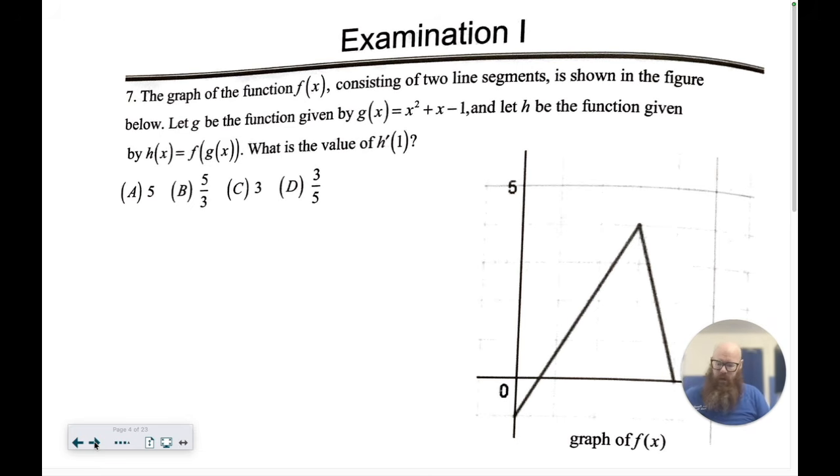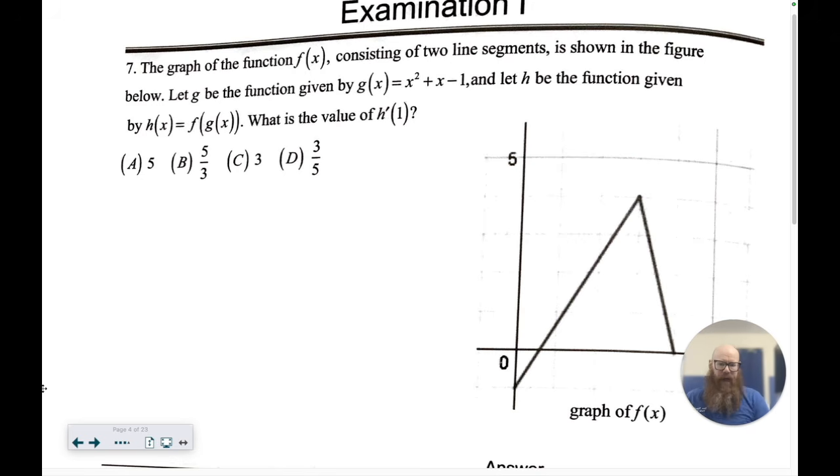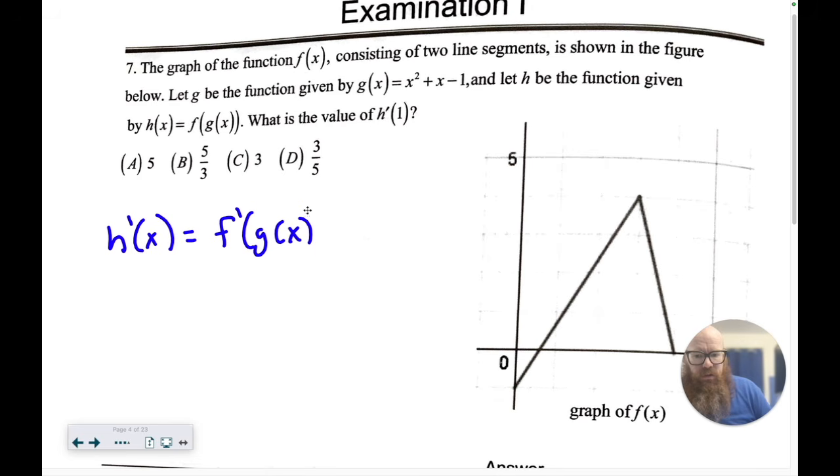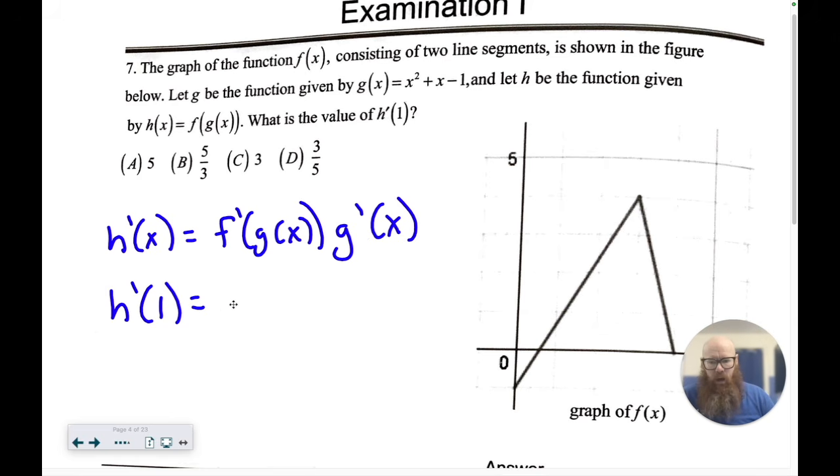All right. Now we move on to number 7. In number 7, we're finding the derivative of h of x. So this is chain rule: the derivative of the outside function, with the inside function remaining unchanged, times the derivative of the inside function. If I want h prime of 1, I'm going to find f prime of g of 1 times g prime of 1.